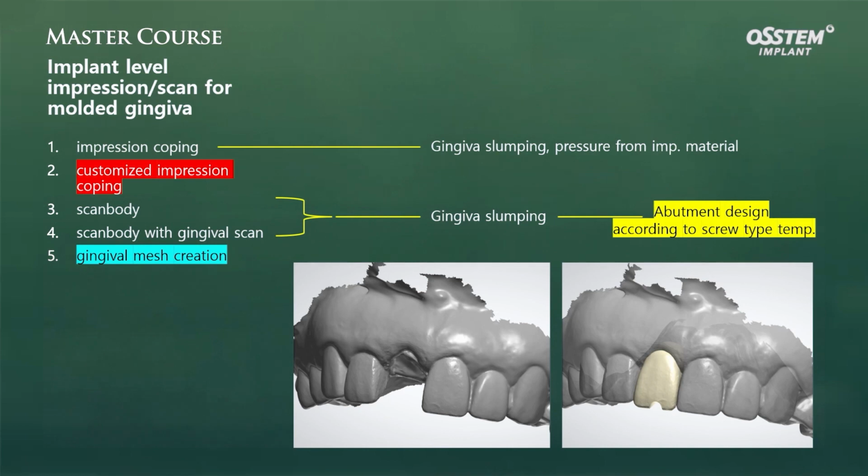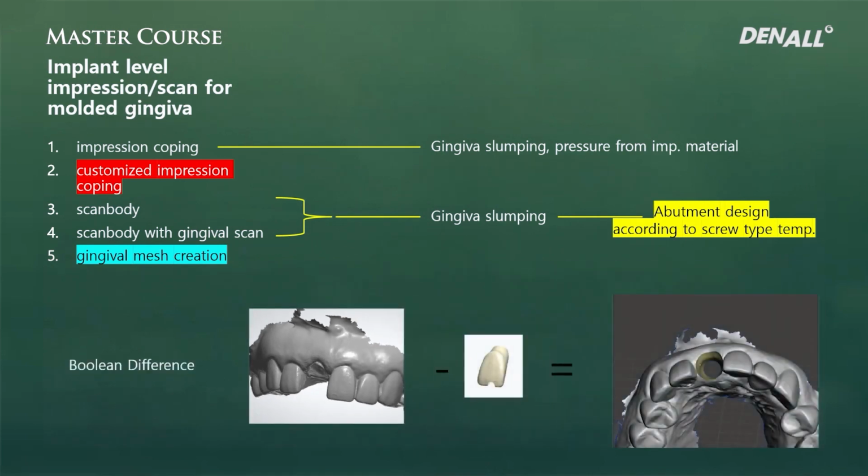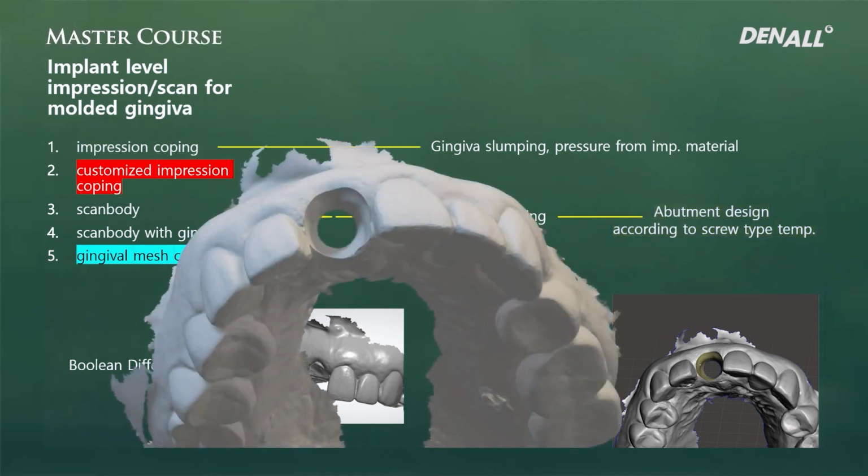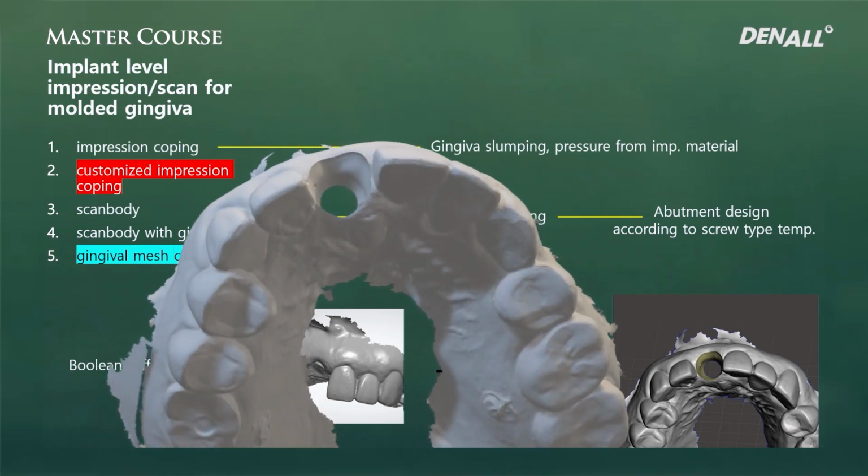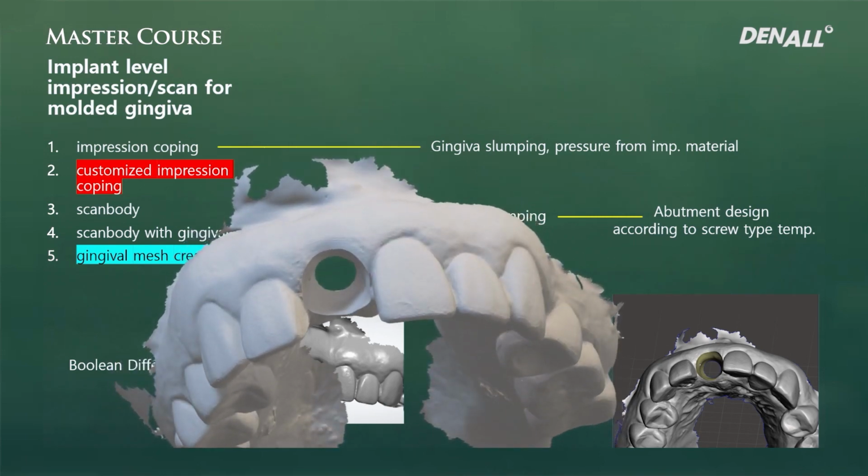But if you want to do the digital approach, then without using a customized impression coping, you can create a gingiva mesh. So on the left side, the scanned file, on the right side, the temporary. If you can do plus minus, then we can call this a Boolean difference, and the right side shows the result. In other words, the inside temporary shape is cut. That type of scanned file, we can create.